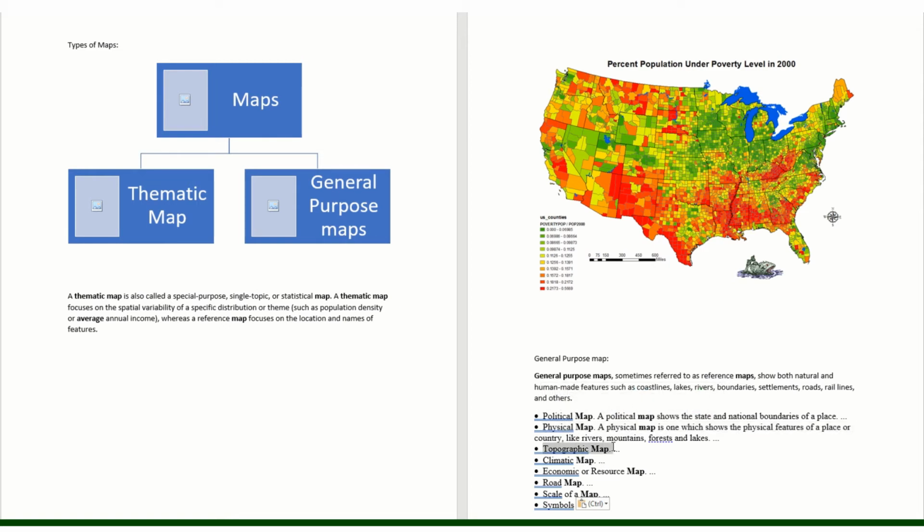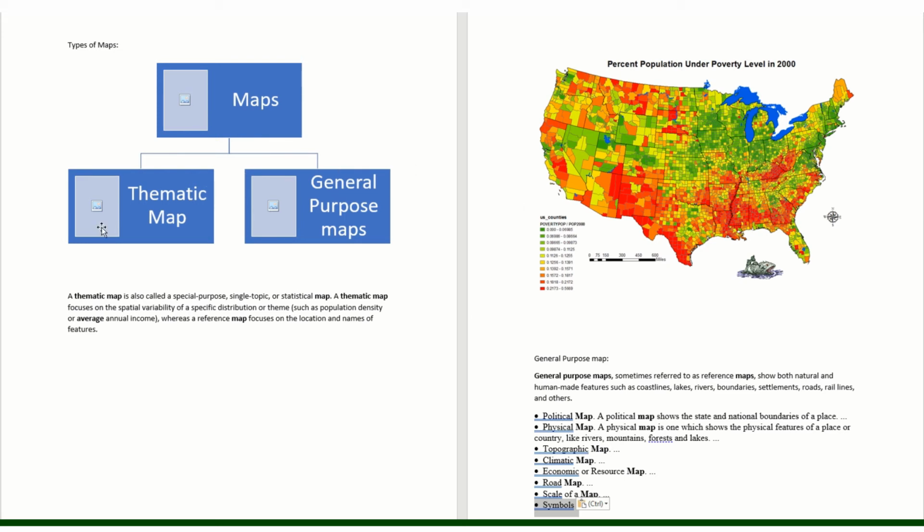A topographic map, as you remember, shows the elevations. A climate map is a natural one. Then there are economic resources maps, and road maps that we use, like GPS. Scale maps, which you remember we have discussed. Symbol maps show the natural resources in a particular country. So these are the types of the map.